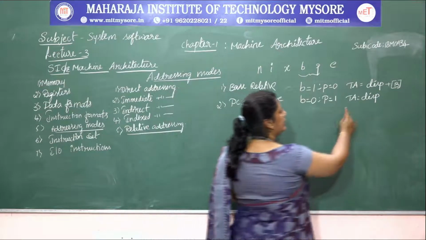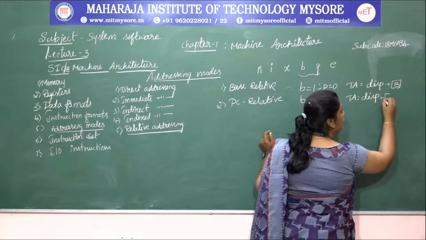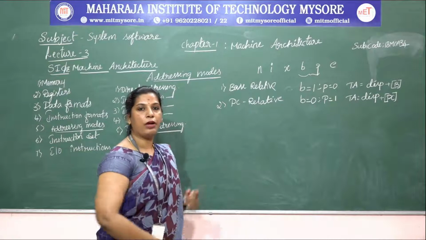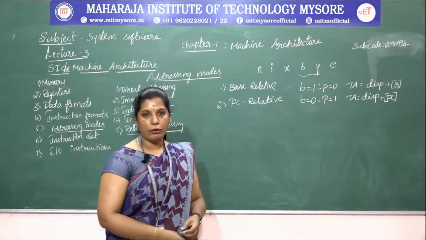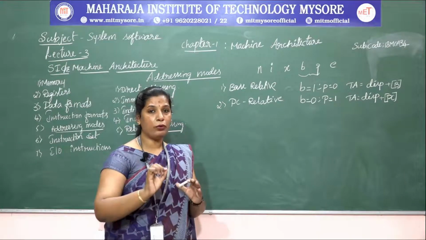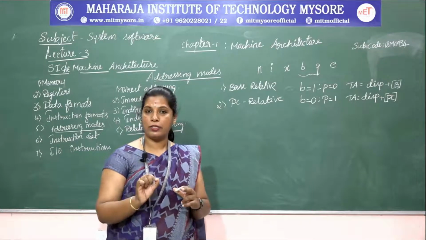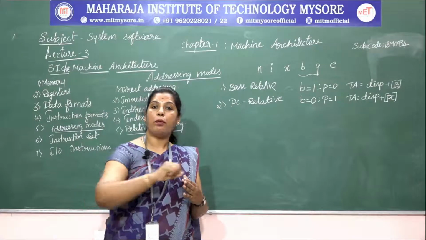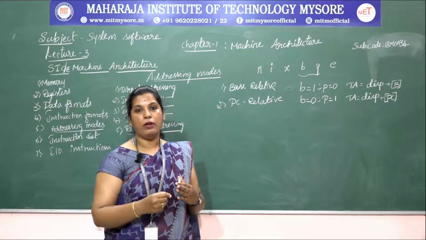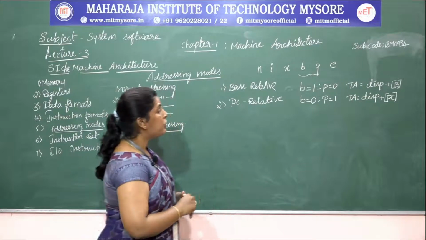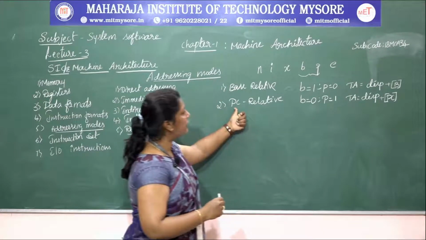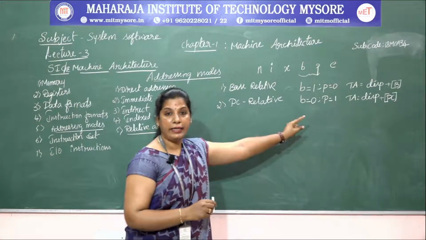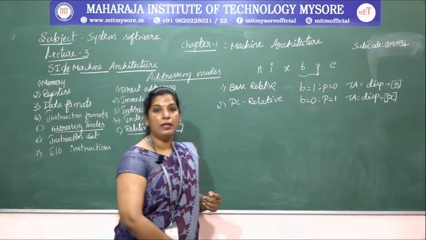In this case, target address is equal to displacement plus the program counter value. So what is the program counter? Program counter is a CPU register which has a special purpose: it points to the instruction to be fetched for execution. So for program counter relative addressing mode, we consider the displacement value plus the content of the program counter.